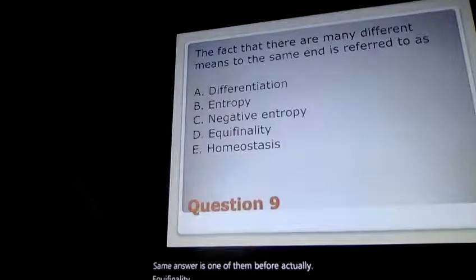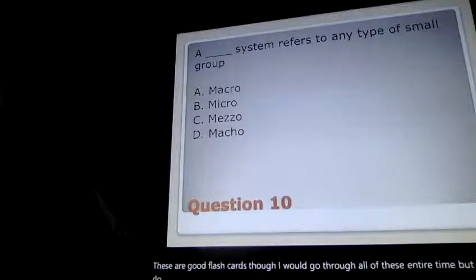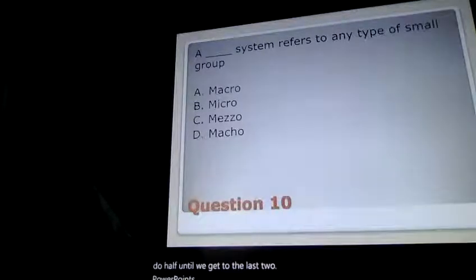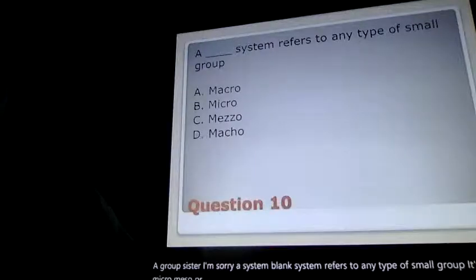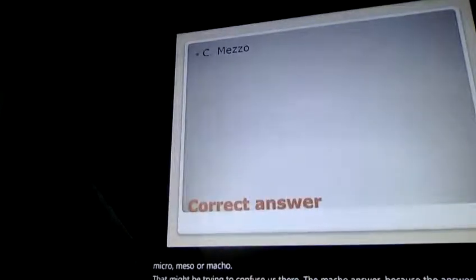So these are good flashcards, though. I would go through all of these the entire time, but we could just do half of them until we get to the last two PowerPoints. A system, blank system, refers to any type of small group. It's macro, micro, meso, or macho. That might be trying to confuse us there, the macho answer, because the answer is a meso group.